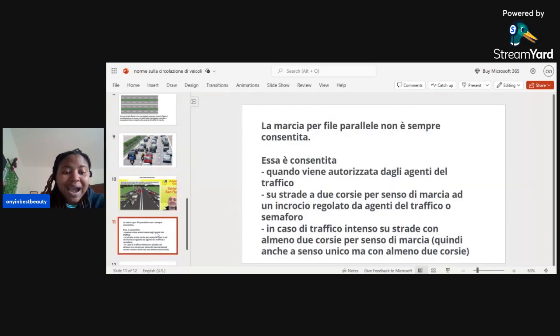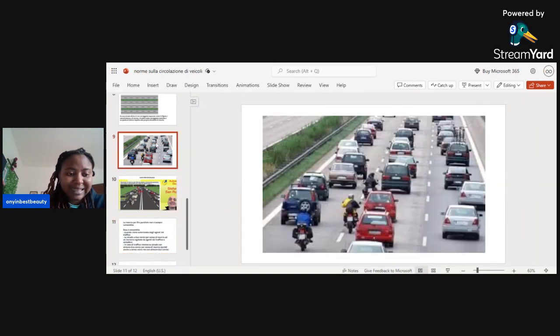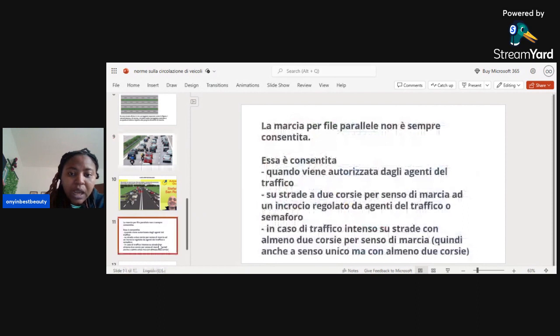Okay, so let's see how and when you can do something like this. E se la marcia per file parallele non è sempre consentita, it is not always allowed. Essa è consentita. Now, this particular file parallele is allowed, number 1, quando viene autorizzata dagli agenti di traffico.